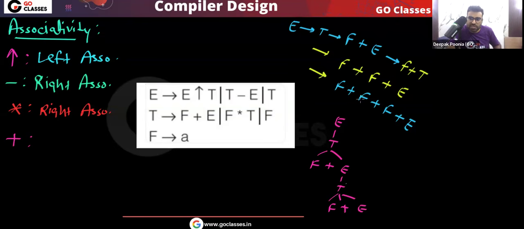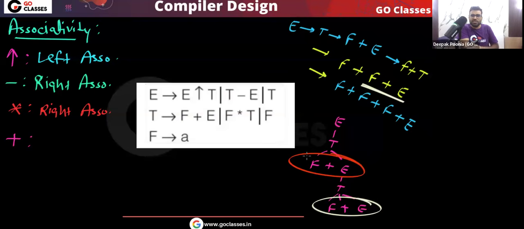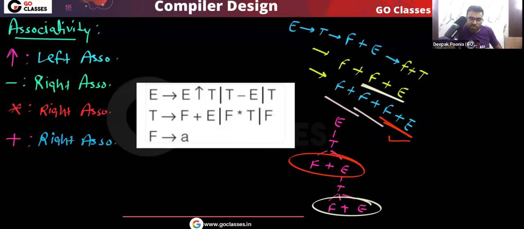What is the reason? You can see that this plus will be evaluated first, yes or no? Then this plus will be evaluated. Here also you can see first this will be evaluated, then this, then this, and then this. So you can see that plus is basically right associative. This is actually a very good question from the associativity point of view.